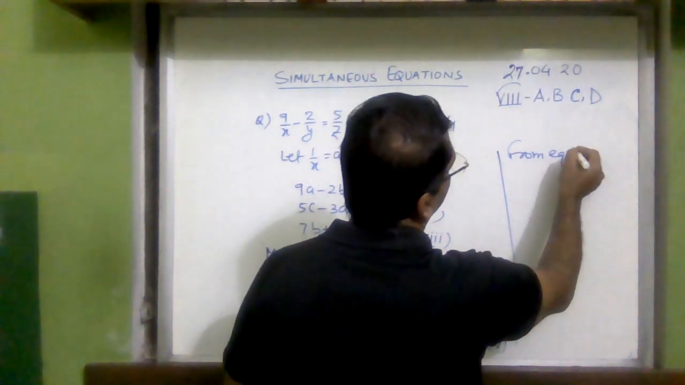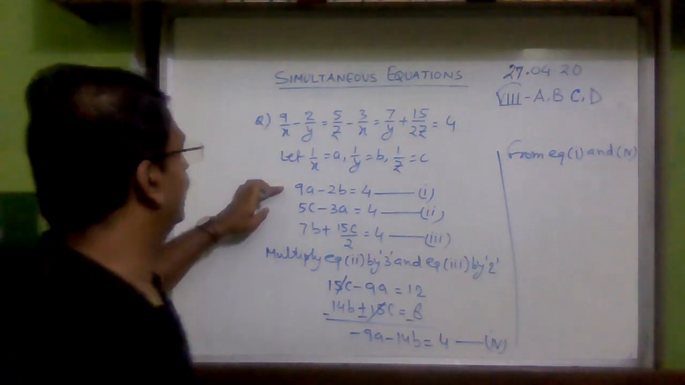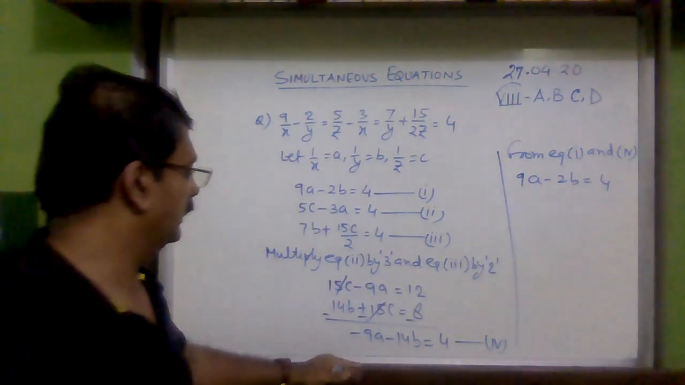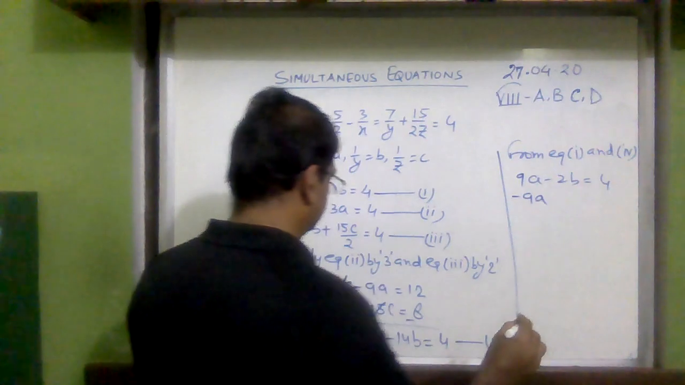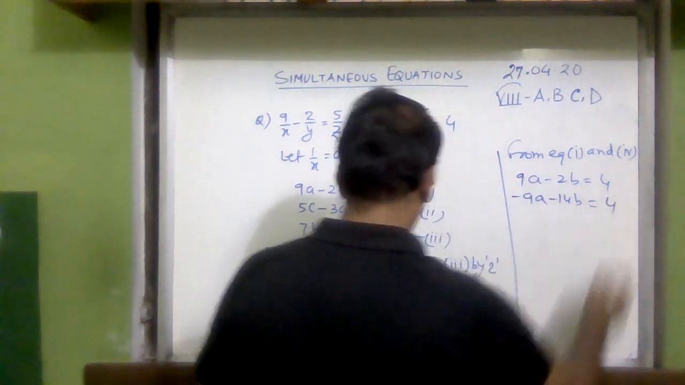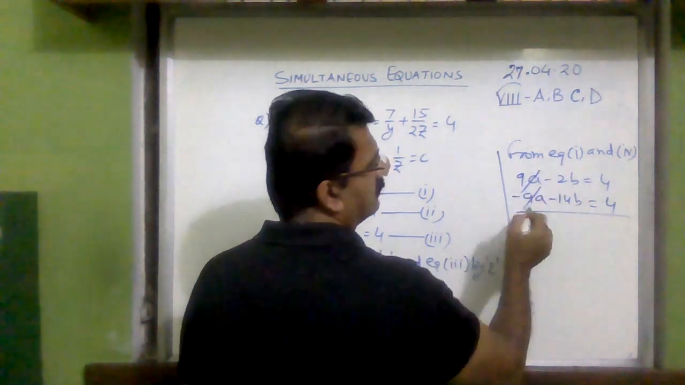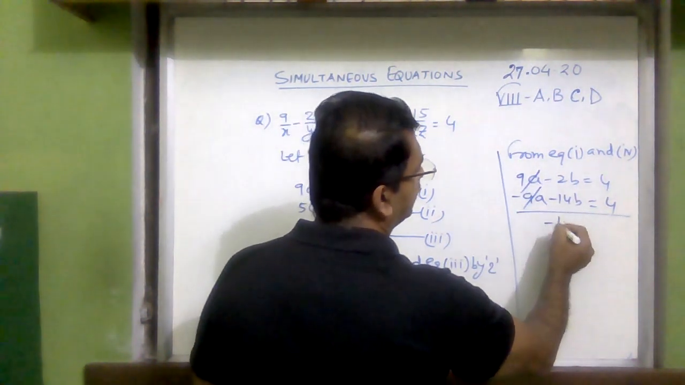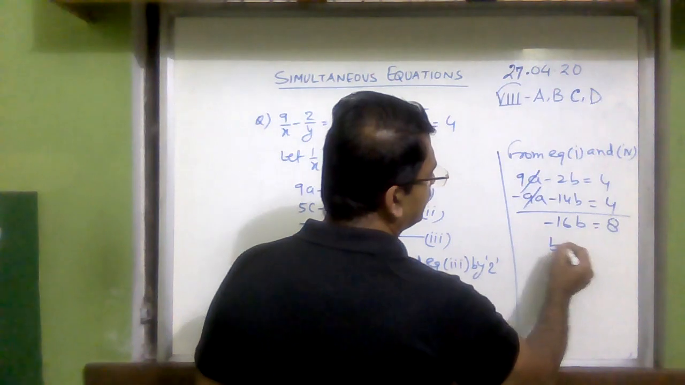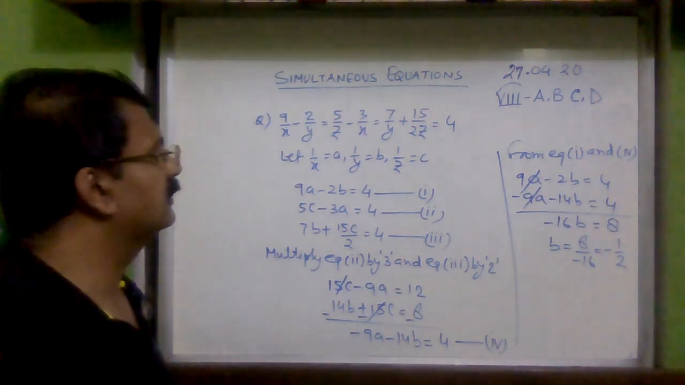So from equation 1 and 4, you write down the first equation, that is 9a minus 2b is equal to 4, and below it you write down minus 9a minus 14b is equal to 4. Now you see 9a minus 9a cancels out, minus 2b minus 14b will be minus 16b is equal to 4 plus 4 is 8. So b is equal to 8 upon minus 16, that is minus 1 upon 2. So we have found that b is equal to minus 1 upon 2.